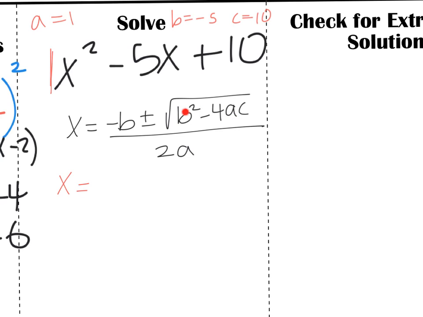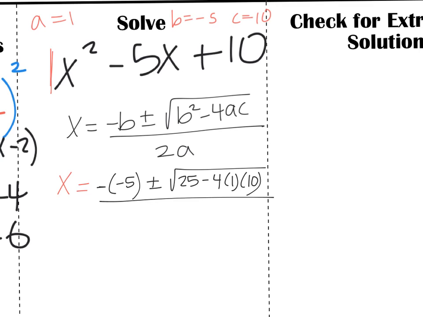Or if I end up having a negative under the radical, that would be an imaginary solution, and then I will have no real solutions. Let's see what will happen. So negative times the negative 5, which is the b, plus or minus square root of b squared. So if you square negative 5, you will get 25, minus 4 times the a times the c. All of this over 2a, which is 2 times 1.